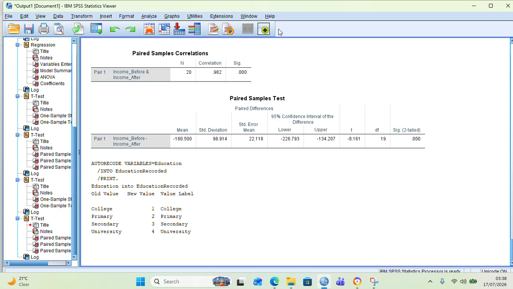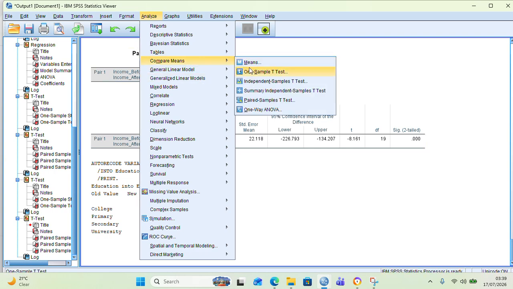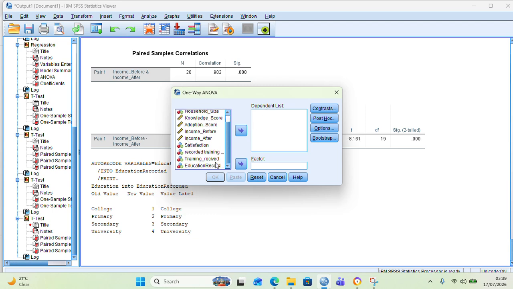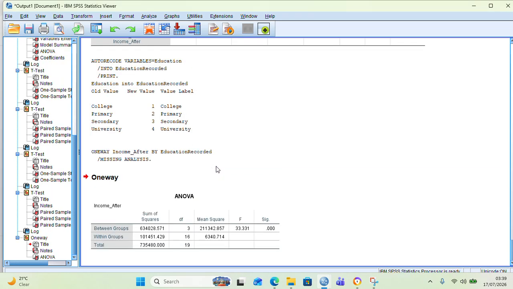Then we have the category of the education. So let's see if you're able to do the comparing of means. So for dependent, we are going to use income after. Then for the factor, we are going to use the education recoded. So there is a significant difference in the means of the groups.